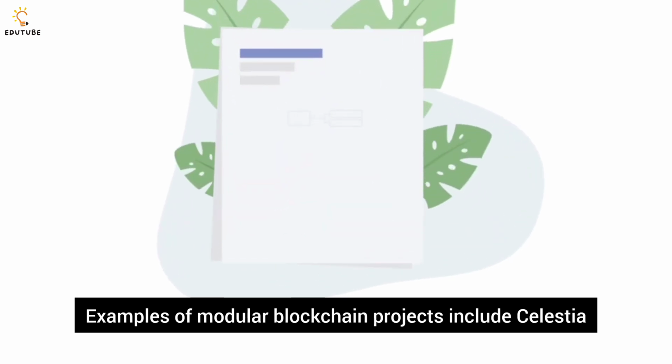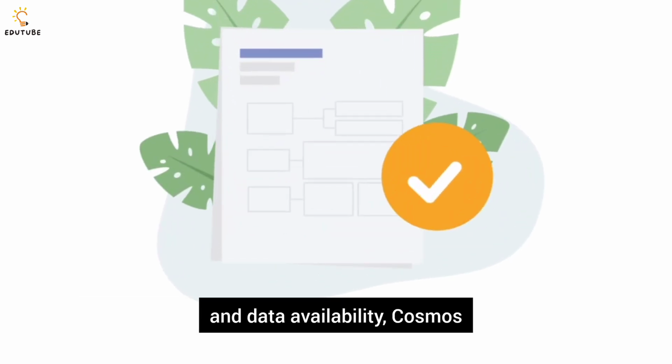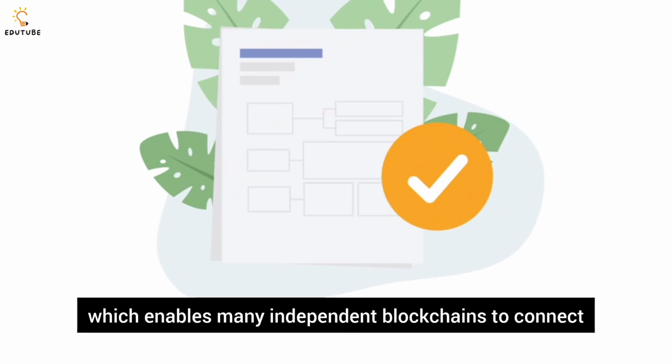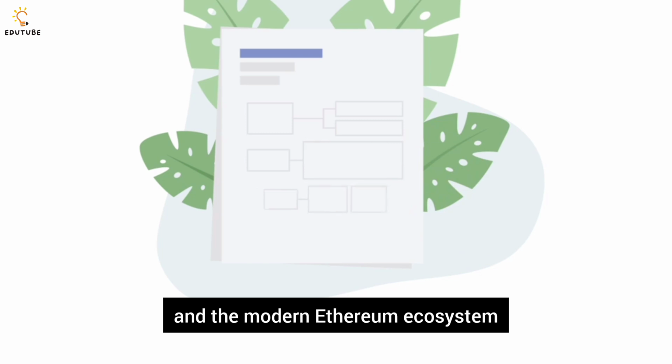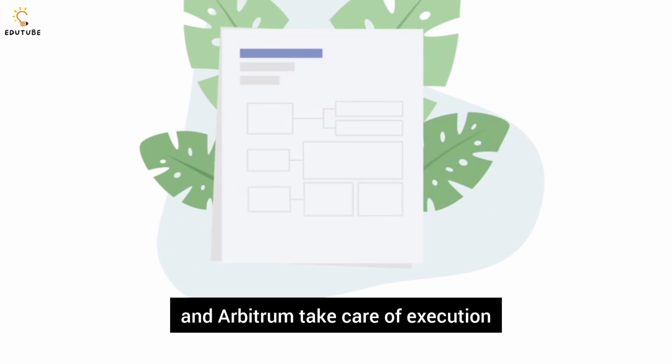Examples of modular blockchain projects include Celestia, which focuses on consensus and data availability, Cosmos, which enables many independent blockchains to connect, and the modern Ethereum ecosystem, where Layer 1 handles consensus and data, while Layer 2 solutions like Optimism and Arbitrum take care of execution.